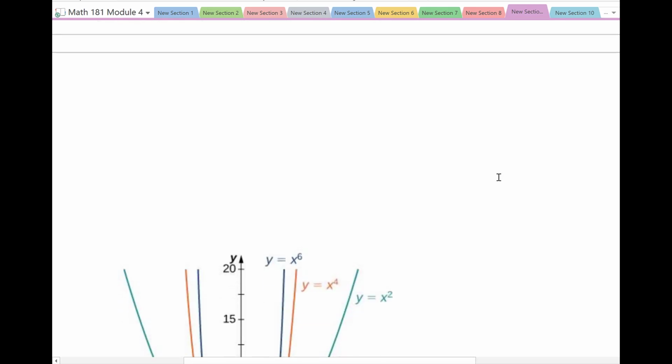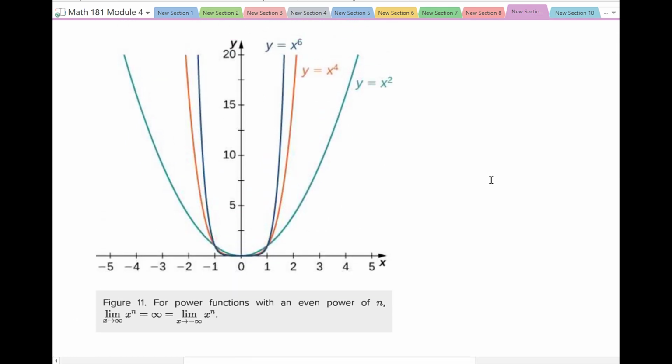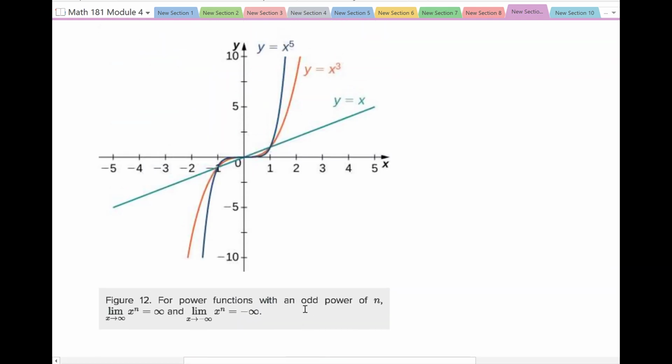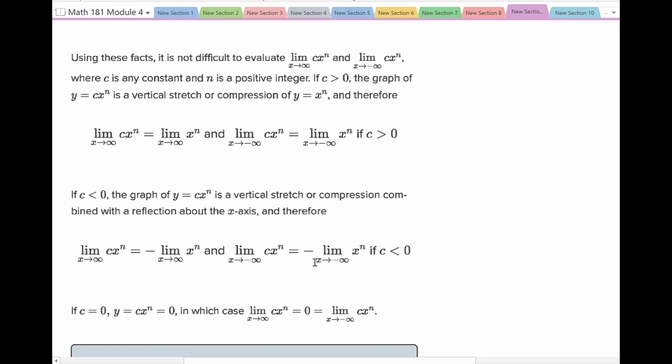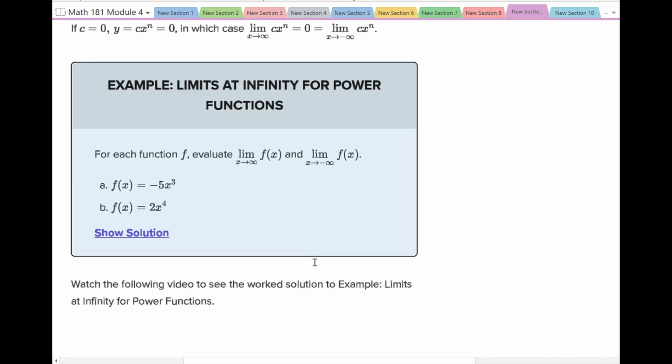This is just showing, and again, I'm not going to go through it all because you can go through it if you want to. If your power is even, it's either going to come from above and go back up, or come from below and go back down. If your power is odd, it'll come from below and then go up, or come from above and then go down. But that's something you would have seen in your Math 126 days.